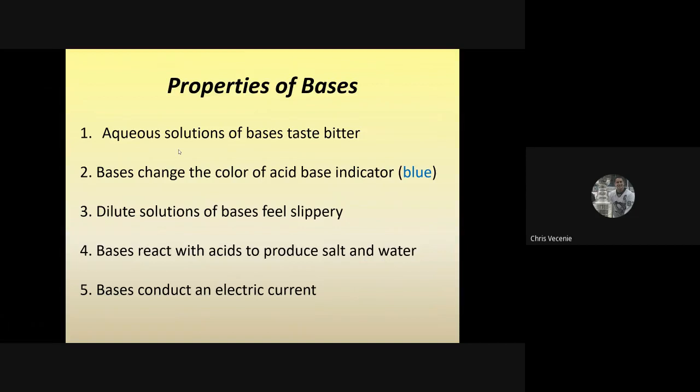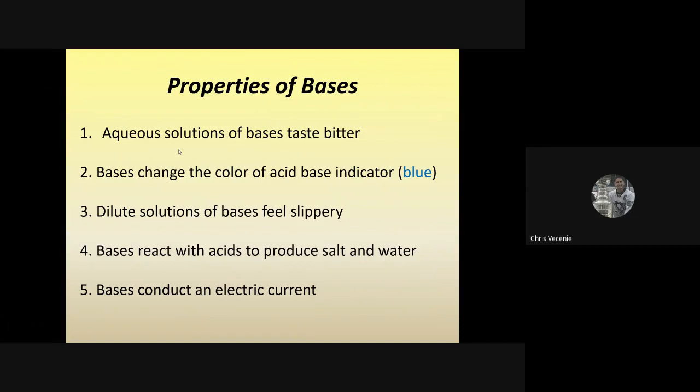Right? Bases change the color of indicator blue. So acids turn indicators red. So if I take blue litmus paper and I put it into a base, it stays blue. If I take red litmus paper and I put it into an acid, it turns blue. And generally, if I put in pH paper, which tells me a number system, the higher the number for the pH, the more blue shade the pH paper tends to become.